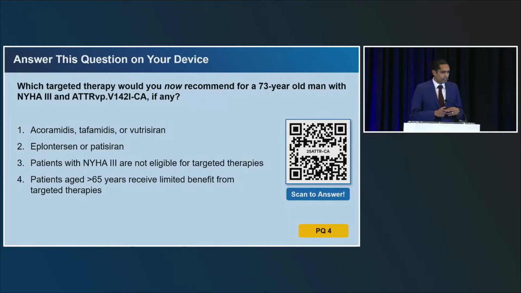All right, and I think this is our last question for the session. Which targeted therapy would you now recommend for a 73-year-old man with New York Heart Association class 3 symptoms and the amyloidogenic V142I transthyretin variant?